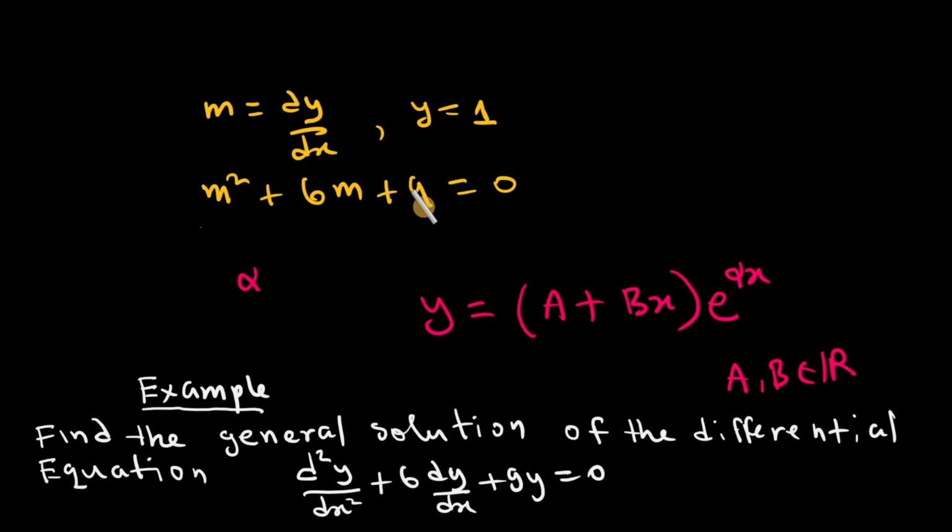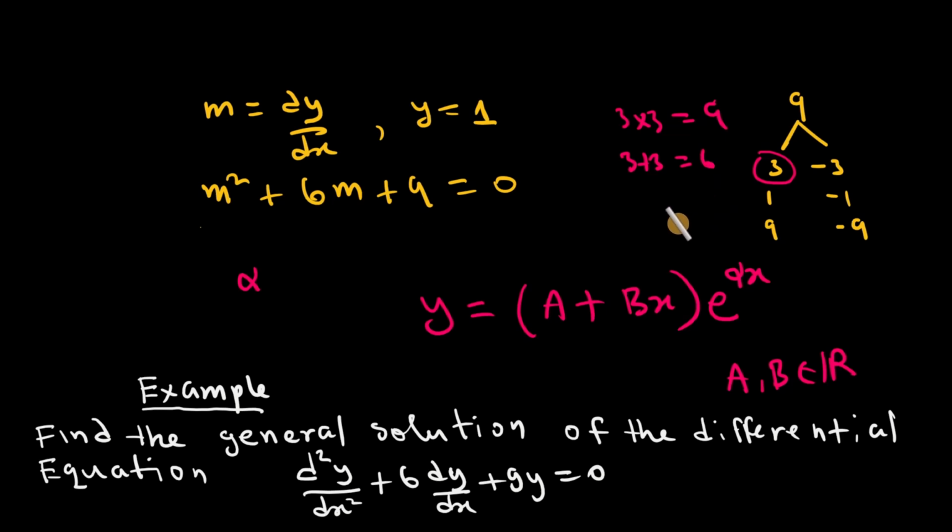So I need to look for factors of 9, which when I multiply give 9, and when I add give 6. That is the coefficient of the middle term. Now the factors of 9 are 3 and 3, 1 and 9, minus 3 and minus 3, and so on. Now if I take 3, that is 3 times 3 will be 9, and 3 plus 3 gives 6. So it means that the required factor here is 3.